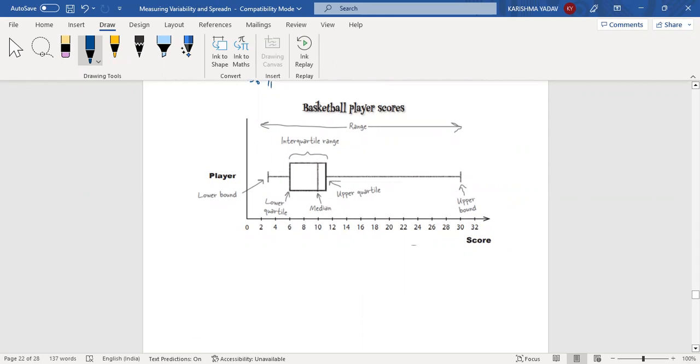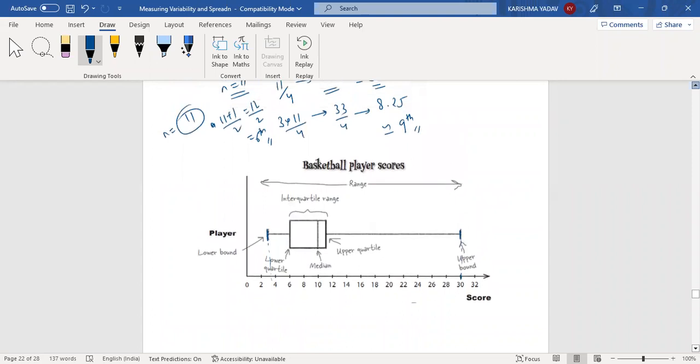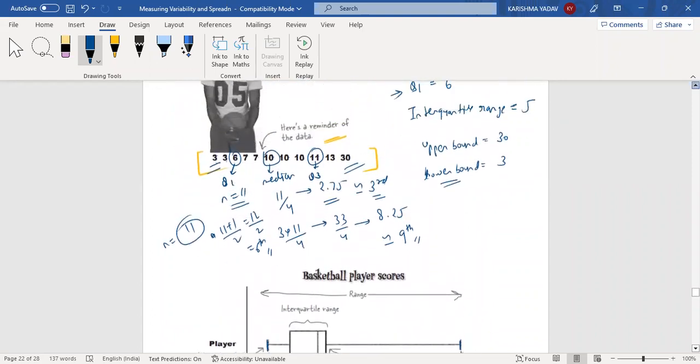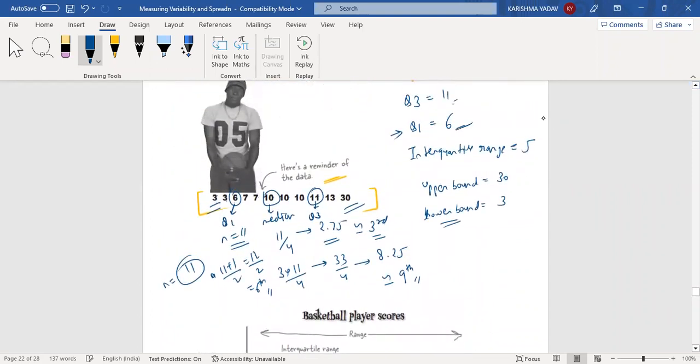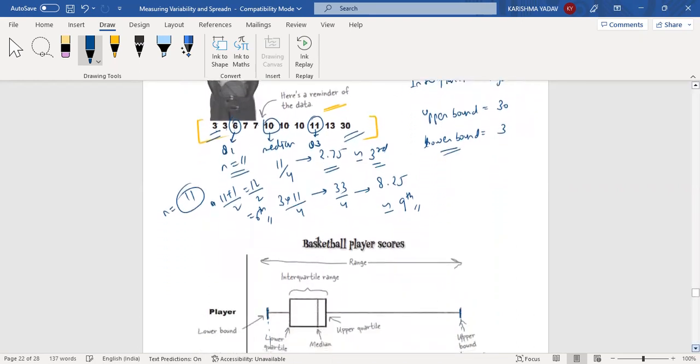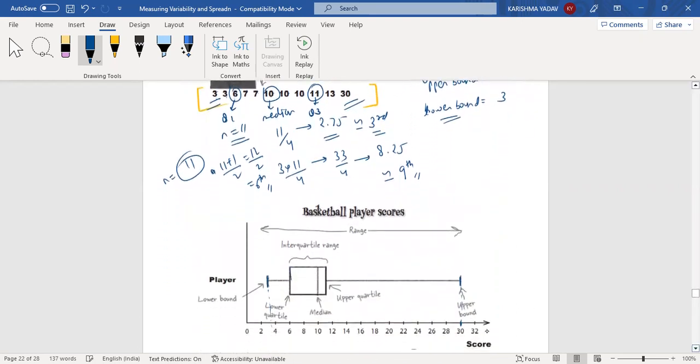Talking about the lower bound for the player, the first one is 3. We have drawn it here. This is 3, and the upper bound for the player is 30. This is 30, here. And what is the lower quartile? The lower quartile is 6 and the upper quartile is 11. So we are going to draw lower quartile and upper quartile. This is 6 and this is 11.